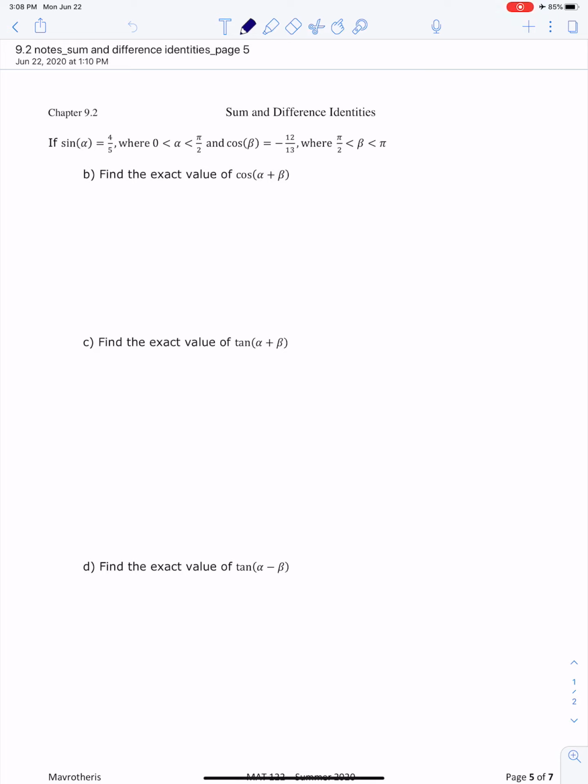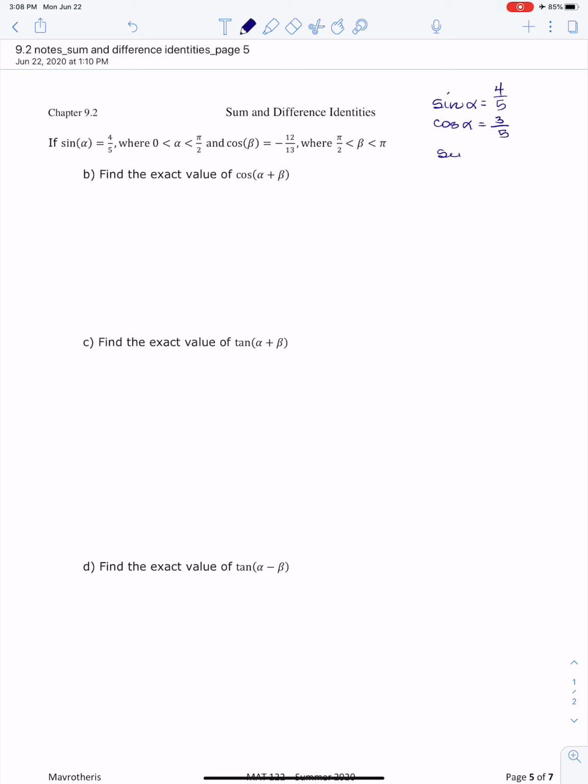Okay, these are the 9.2 notes, sum and difference identities, page 5. So we are going to continue the problem that we started on page 4. And so up in the corner here, I'm going to remind us of a couple of values we found on the last page with this situation, which is exactly the same as the one you started on page 4, that sine of alpha is 4/5. Cosine of alpha is 3/5.